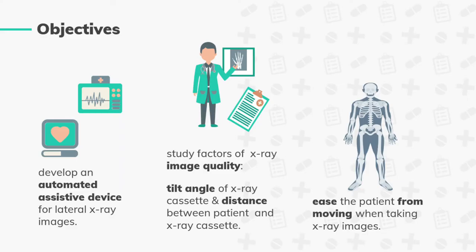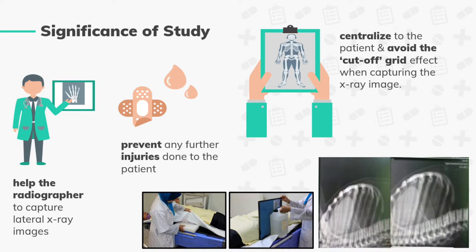The objectives of the study are, first, to develop an automated assistive device for X-ray imaging in lateral view. Second, to study the factors of X-ray image quality, which are the tilt angle of the X-ray cassette and the distance between the patient and the X-ray cassette. Lastly, to ease the patients from moving and changing postures when taking X-ray images in lateral view. The significance of the study is to help the radiographer to capture X-ray images in lateral view, and second, to prevent any further injuries done to the patient.